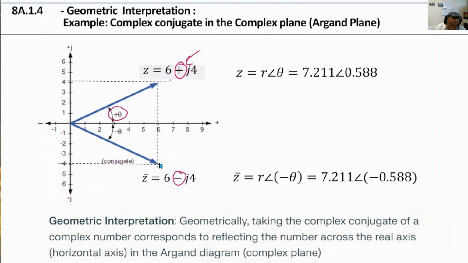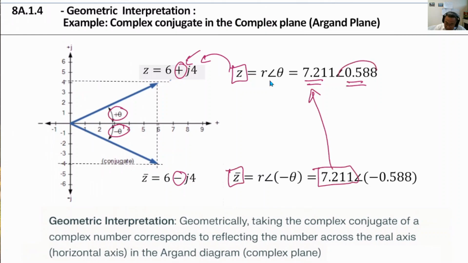The other way to think about complex conjugation is to consider the angle. Remember that if this is Z and we have the length and the angle, then Z bar is simply the same length, but the angle is now negative. So what does the negative angle mean? Well, here is the positive angle theta, and here is the negative angle theta. So basically, it is also telling us the same story, that the phasor or the vector flips across the horizontal axis by the same amount of theta.